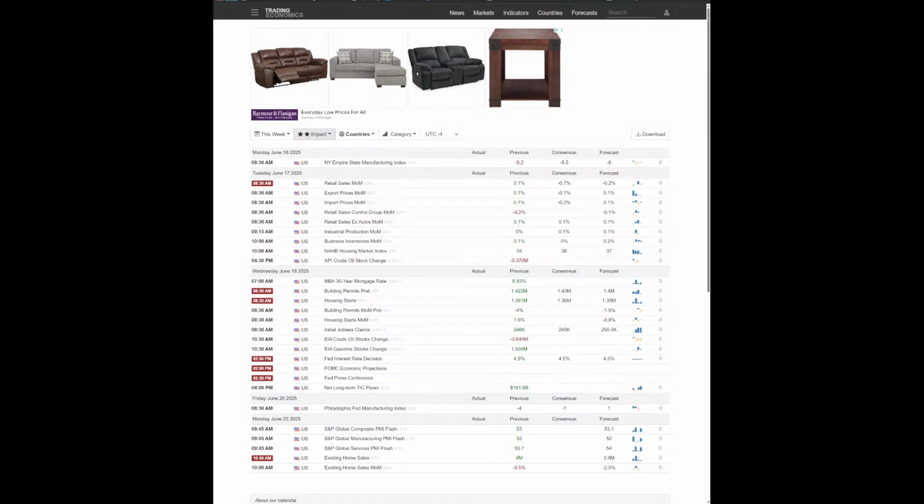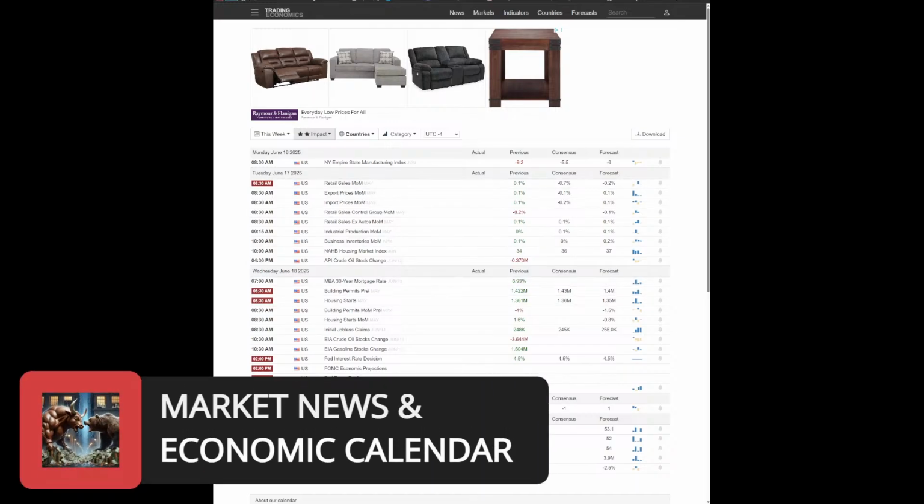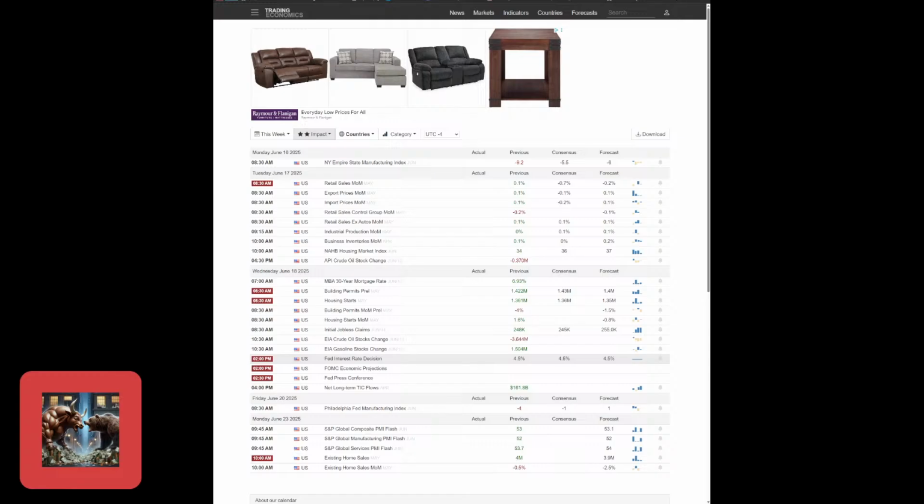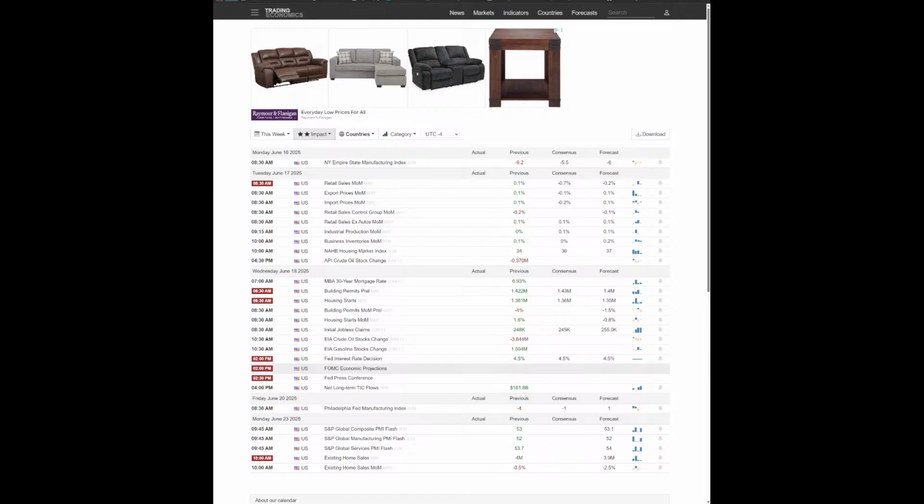Now let's get into the economic calendar. This week we have FOMC, which is on Wednesday. That's really the big thing this week. Markets are closed on Thursday due to Juneteenth. So that's obviously a really big thing for this week.